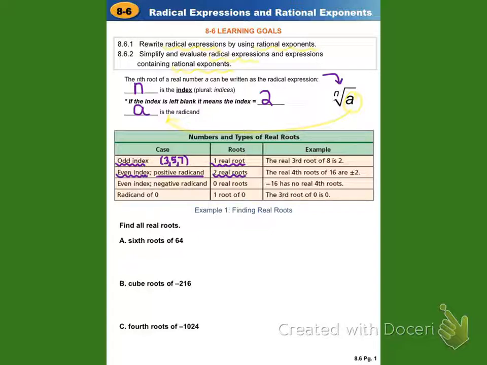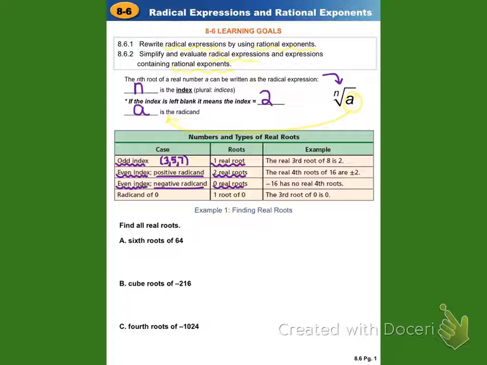Now if we have an even index, so 2, 4, whatever, and we have instead a negative radicand, we will have 0 real roots, because remember, they're imaginary roots. So if we ask for real roots and you have a negative radicand under an even index, an even radical, then that means that you're not going to have any real roots.